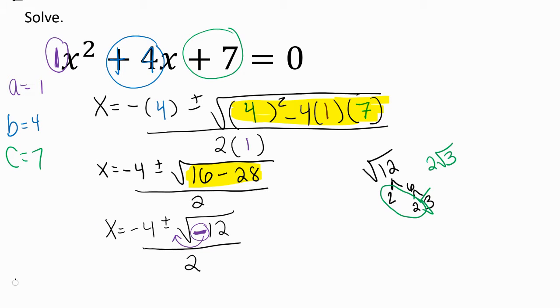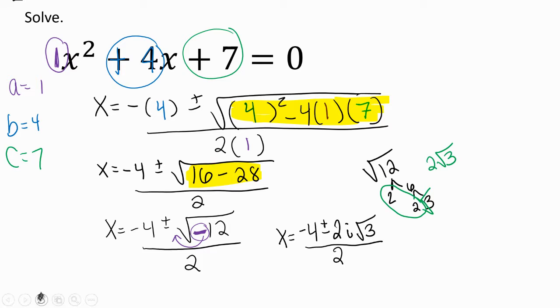So I'll show you what that looks like. So it's going to be x equals negative 4, just from there, plus or minus, we're going to pluck out our i. So I'm going to have 2i, and we have our square root still at the end, all over 2.